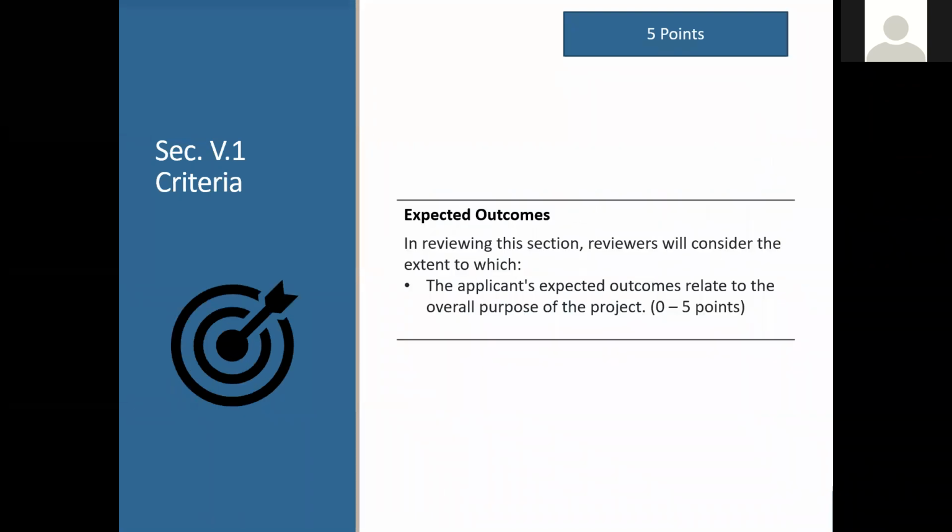For the expected outcomes section, reviewers will consider the extent to which the applicant's expected outcomes relate to the overall purpose of the project. Applicants can be awarded up to 5 points for this section.